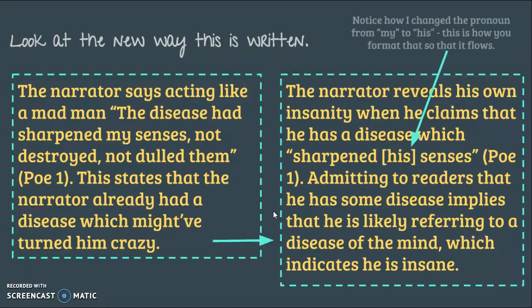Also, you'll notice that I changed this pronoun from "my" to "his" so that it flows more seamlessly in your writing. It doesn't sound like an interruption in what you're saying to go back to the story. So it really just flows a lot more smoothly.